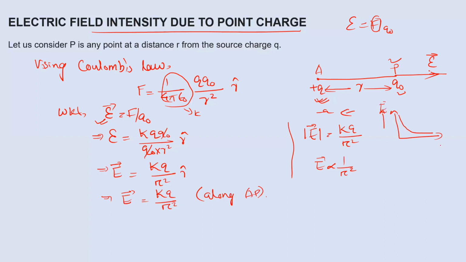This side is the E, this side is the R. And similarly, if you are drawing for 1 by R square, and this side you're keeping the electric field, so this would be this way. Because if the value of 1 by R square is increasing, electric field will be increasing. Clear? So this we have done only for a point charge.